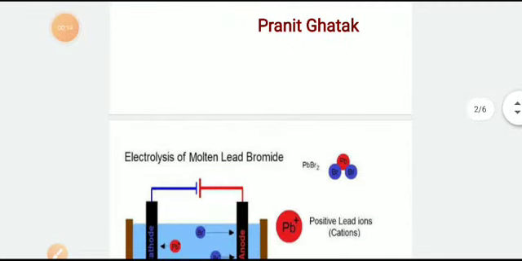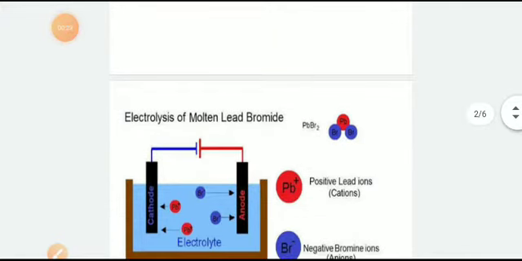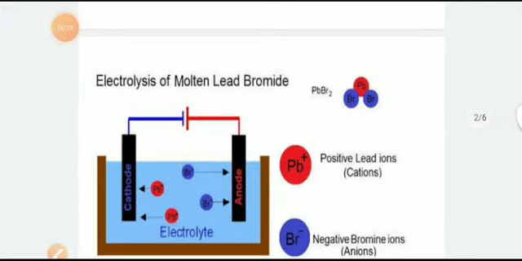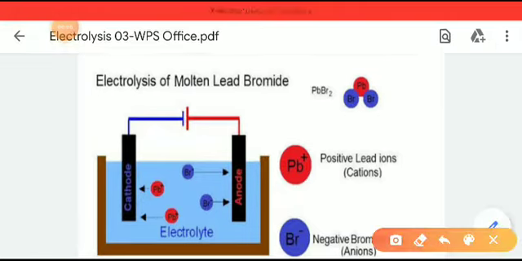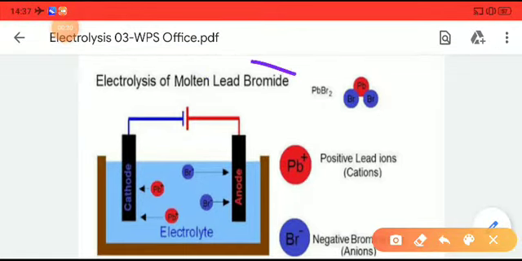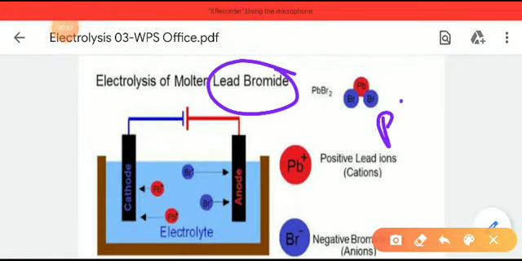Okay, so let's start. Today's topic is electrolysis of molten lead bromide and electrolysis of acidified water. We will start with the electrolysis of molten lead bromide. As we know, molten lead bromide, that is PbBr2, is called lead bromide.